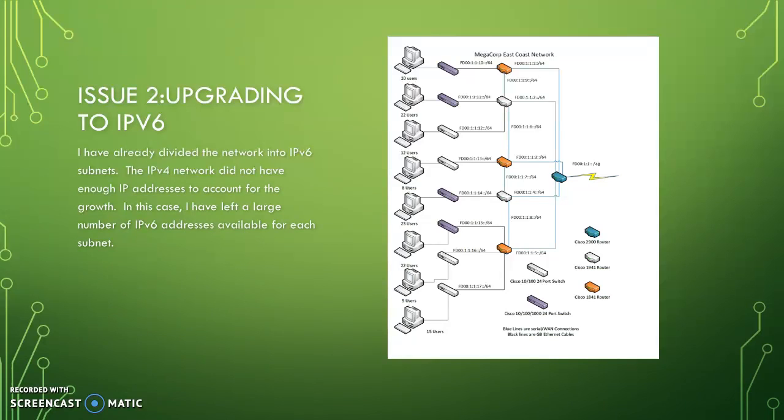Issue number 2 is upgrading to IP version 6. We visited this a little bit previously, and in this case, as I said, I've already divided the network into IP version 6 subnets. The IP version 4 did not have enough to account for the growth that we were wanting to account for. So in this case, IP version 6 would be the only way you would be able to account for that growth, for a 25% growth in the network. The IP version 4 network is not shown, which probably would have been helpful.